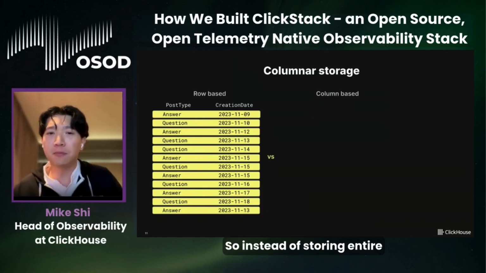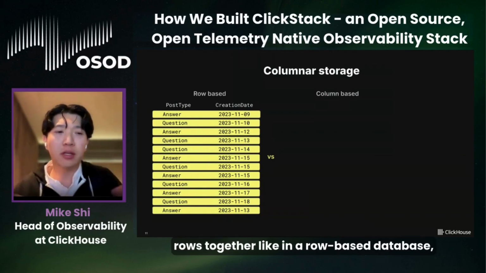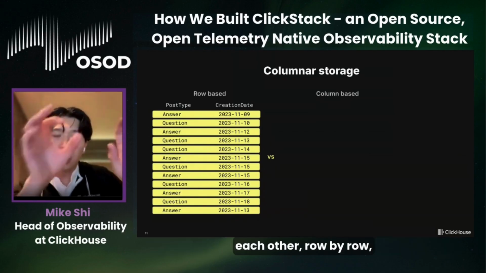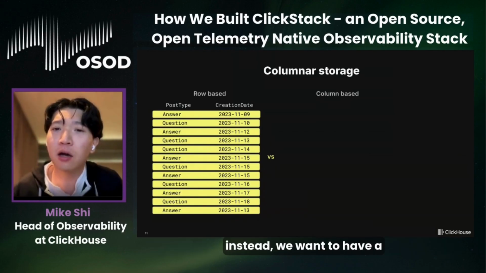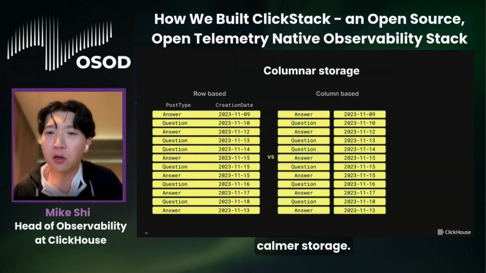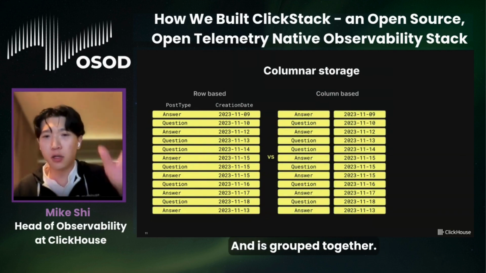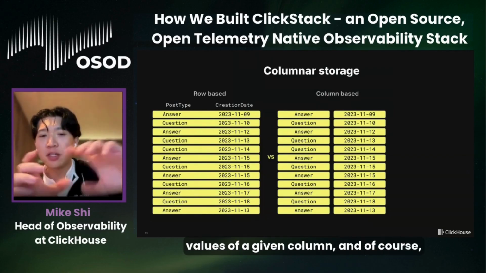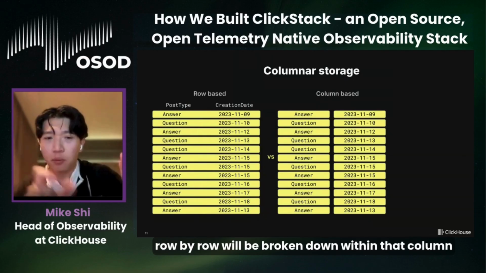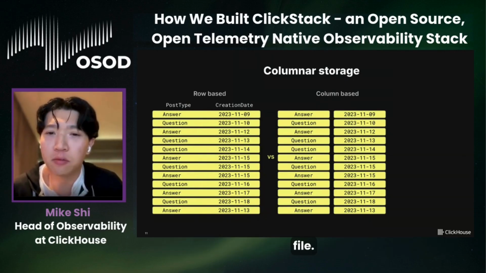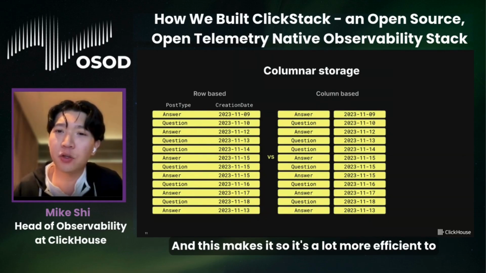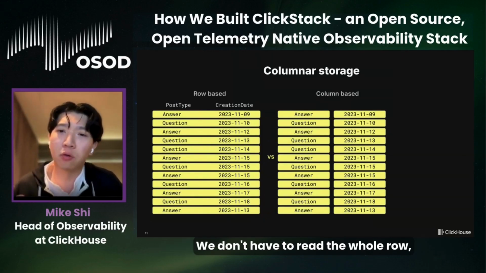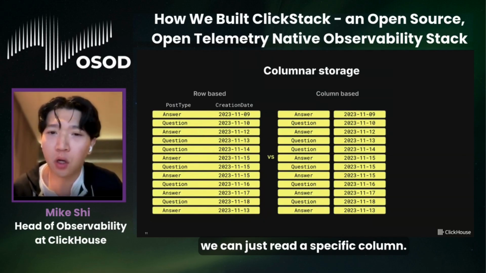Instead of storing entire rows together, like you get in a row-based database where every column is co-located, row by row, we want to have columnar storage, so each column is grouped together. A file will be all the values of a given column, and of course, row by row is broken down within that column file. And this makes it a lot more efficient to pull out the information we need for a given query. You don't have to read the whole row. We can just read a specific column.